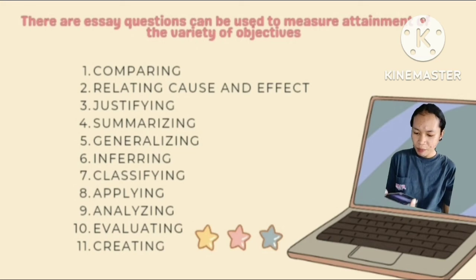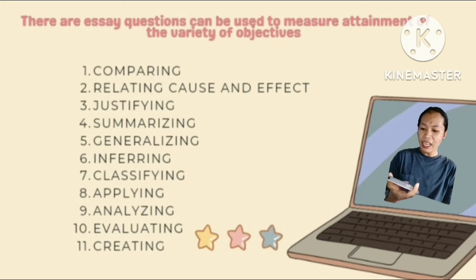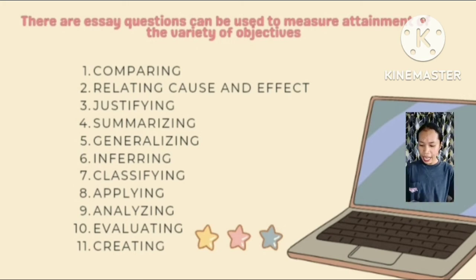Next, applying. An application essay is a writing statement written by a prospective student applying to a college, university, or graduate school. Analyzing essay. An analytical essay means you will need to present some type of argument or claim about what you are analyzing. Next, evaluating essay.